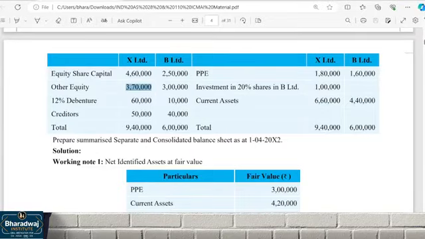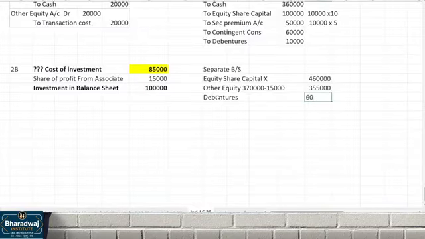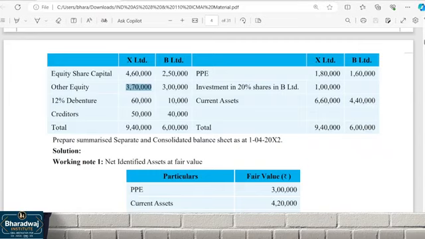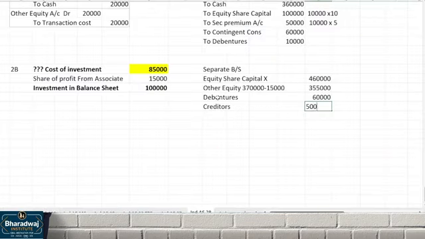Then debentures, how much would it have been? 60,000. Creditors amount, how much? 50,000 would have been there. This is a separate balance sheet of which one? Separate balance sheet of X Limited.